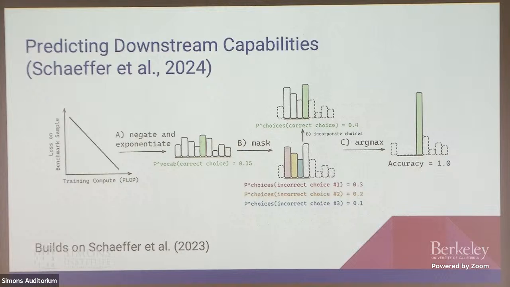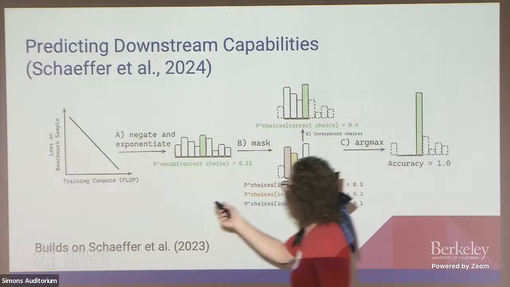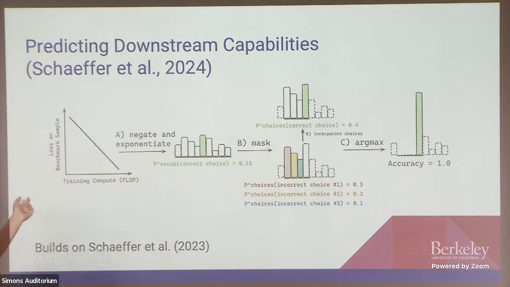What you see here is the process it takes to go from the raw model outputs. You start with loss being highly predictable, and you end up with accuracy being very poorly predictable. So what are the transformations of that evaluation metric? Well, if you just start with loss on the benchmark sample, it's still highly predictable. The first thing you do is negate and exponentiate, and you get a probability of the correct answer.